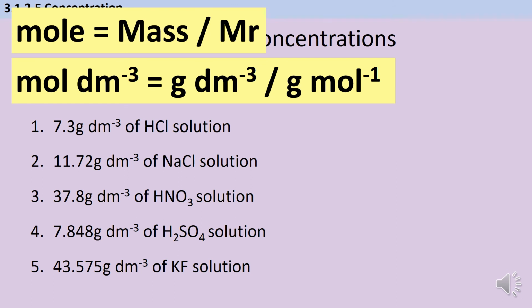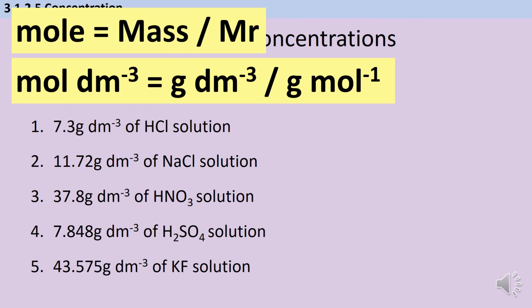So if you want to work out something in moles per decimeter cubed from something that's grams per decimeter cubed, it's exactly the same as working out the moles from the grams. The per decimeter cubed bit is on both sides, so you can just ignore it. All you're doing is dividing by the Mr. So finally, we've got 5 calculations here, 5 concentrations expressed as grams per decimeter cubed, and you're going to convert them to moles per decimeter cubed, in each case just dividing by Mr.